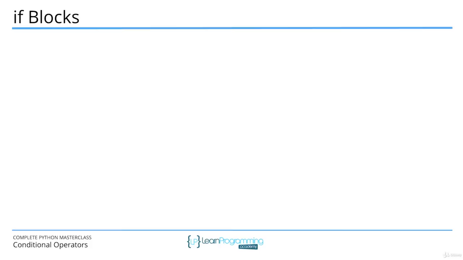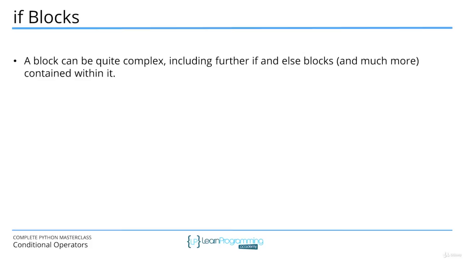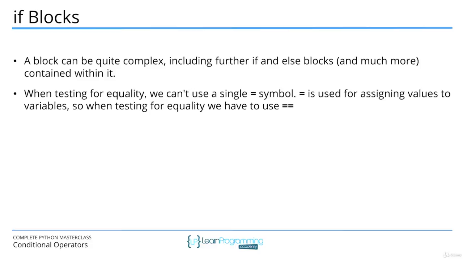Alright, so let's talk about if blocks. A block can be quite complex, including further if and else blocks and much more contained within it. When testing for equality, we can't use a single equal symbol. The single equal is used for assigning values to variables, so when testing for equality, we have to use two equal signs, the equals equals.